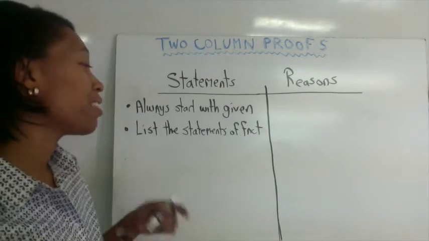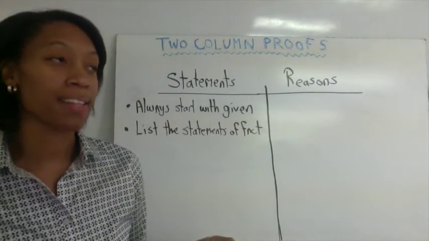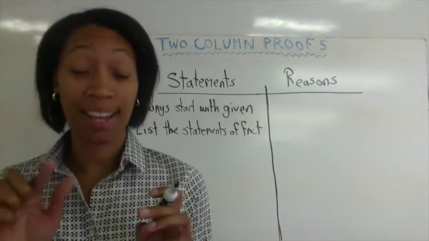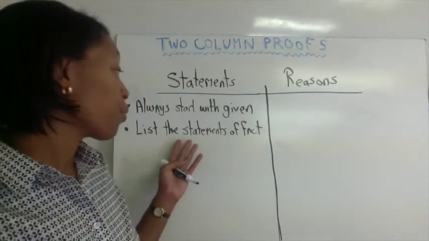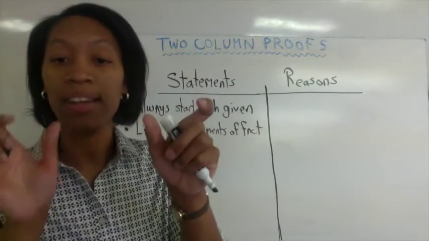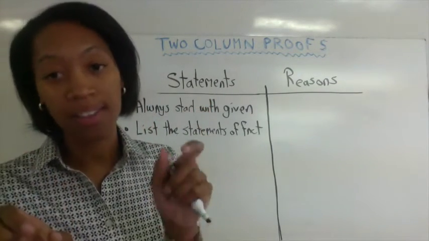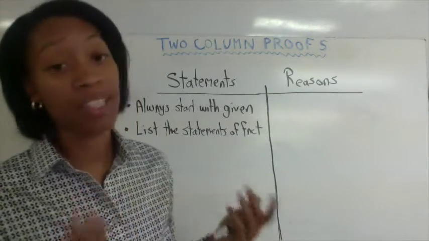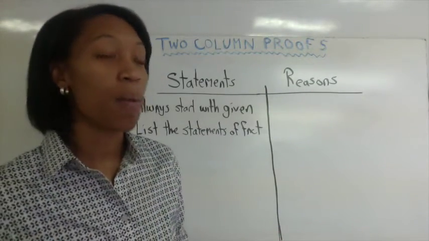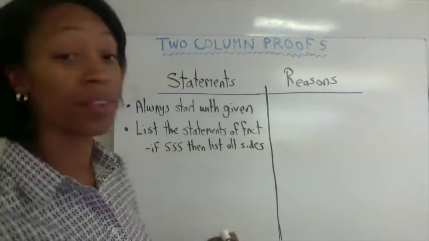When I say list the statements of fact, what I mean is, if you're comparing two triangles and you're going to use side, side, side, then under the statement side, you have to list what side is equal to what side, and then what side is equal to what side, and what side is equal to what side. So you have to list all the sides, or you might have to list what angle is equal to what angle. List statements of fact.